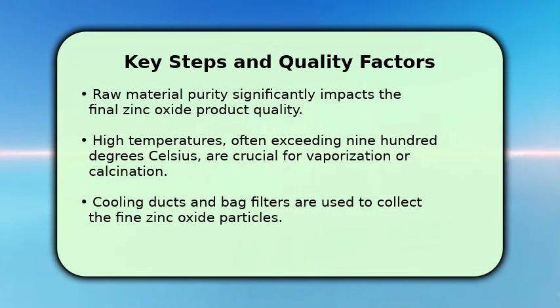Regardless of the method chosen, several key steps and factors influence the final product. The purity of your raw materials is paramount, directly affecting the quality of the zinc oxide. High temperatures, often above 900 degrees Celsius, are essential for processes like vaporization or calcination.